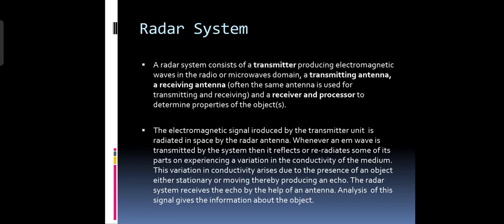How does the radar system work? The electromagnetic signal produced by the transmitter unit is radiated into space by a radar antenna. Whenever the electromagnetic wave is transmitted by the system, it reflects or re-radiates some of its parts on experiencing variation in the conductivity of the medium. The variation in the conductivity arises due to the presence of an object, either stationary or moving, thereby producing an echo. The radar system receives the echo with the help of the antenna. The analysis of this signal gives the information about the object.